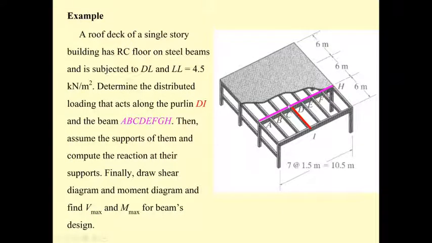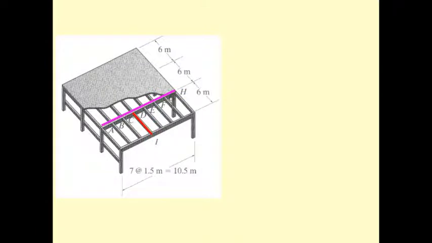By doing this, we need to assume each connection of the beam is a pin and roller. That means all the beams here are going to be considered simple beams, and then we will transfer the force to the red beam, and to the pink beam, and to the column. And finally, we may draw the shear diagram and moment diagram to find the Vmax and Mmax of the beam. And by doing this, let us go to this picture.